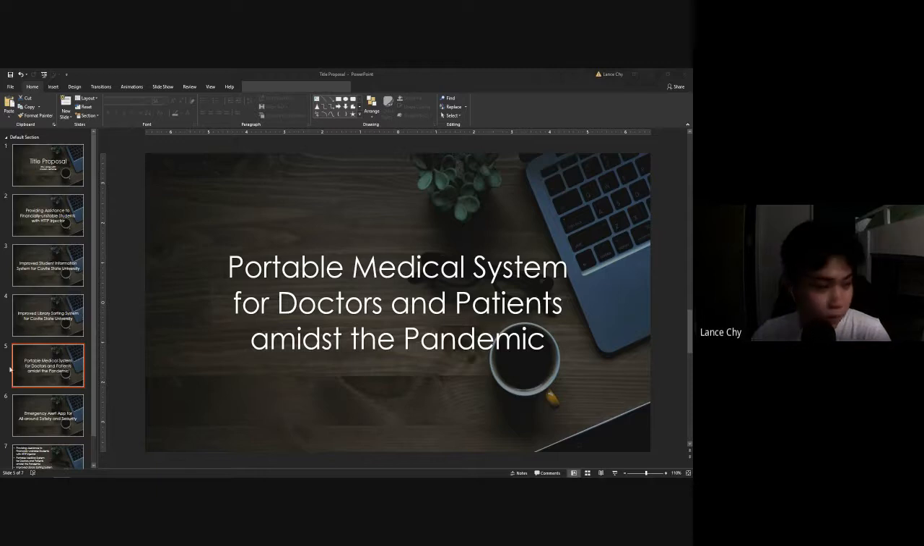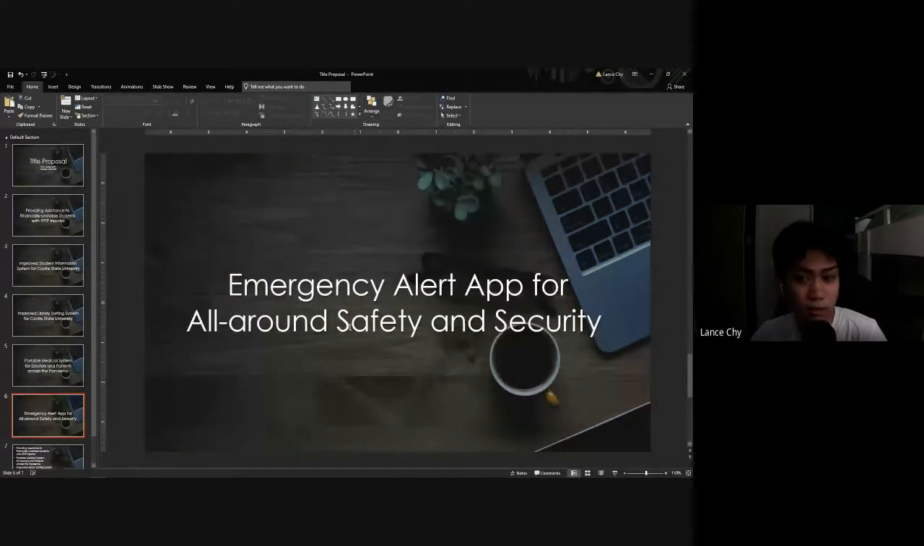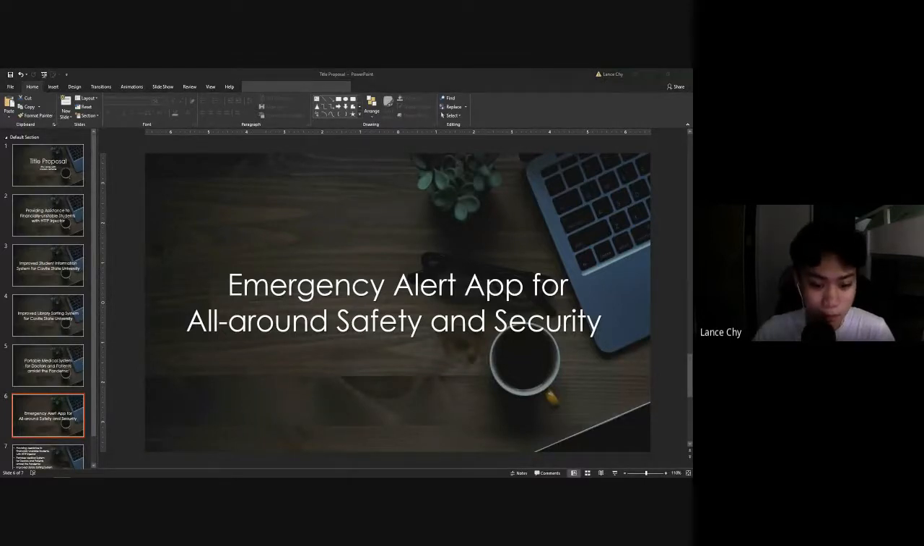So, that's it. For our next and final topic, it would be the emergency alert app for all around safety and security. In this app, we are passionate about technology helping everyone in a positive way. Safety has become an issue all over the world. Because of the pandemic, many people are, say, holding on to a knife's edge, so to speak. Those are the things that we are struggling with as of now.